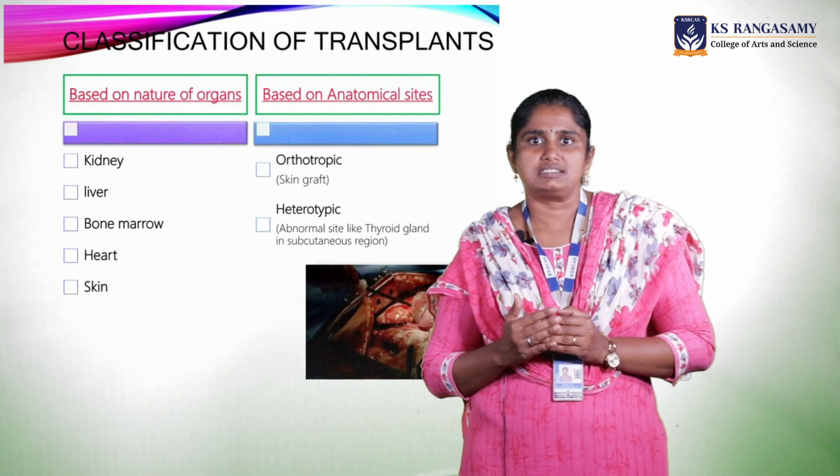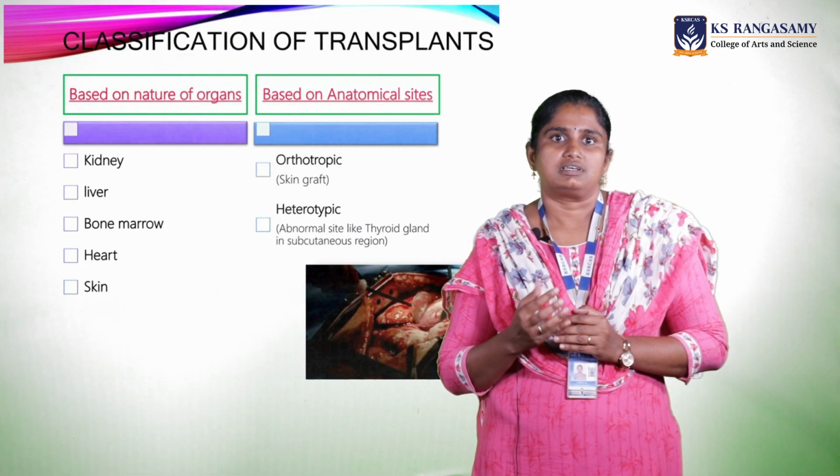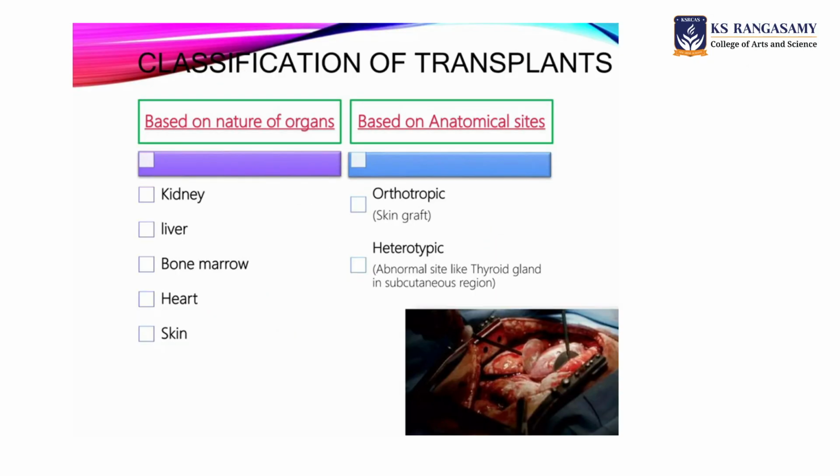What are the organs to be transferred? That is based on the nature of the organs. Example, kidney, liver, bone marrow, heart, skin. And then based on the anatomical sites, it is skin or glands. Classification of transplants based on the nature of the organs: kidney, liver, blood vessels, heart, skin. And based on the anatomical sites: skin, thyroid gland, subcutaneous gland. These are the transfers.